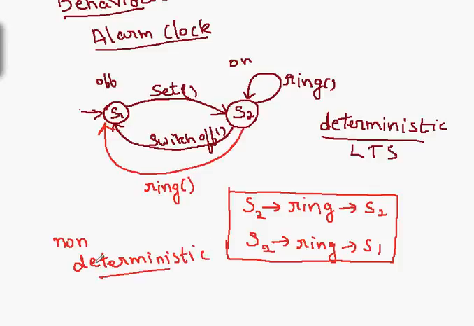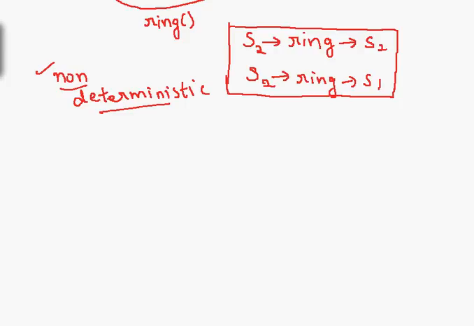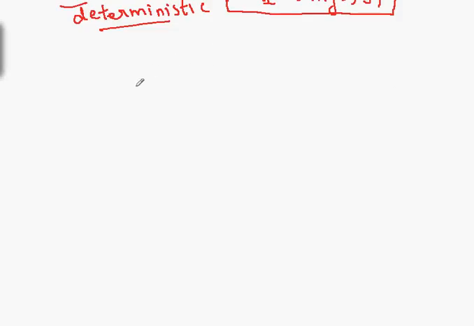So there are two types of state transition diagrams, labeled transition systems, that we can draw. One is deterministic, the second one is non-deterministic. In this diagram I can consider these two states to be final states. Both can be my final states. That doesn't matter right now. So what other behavior can we show using this labeled transition system?